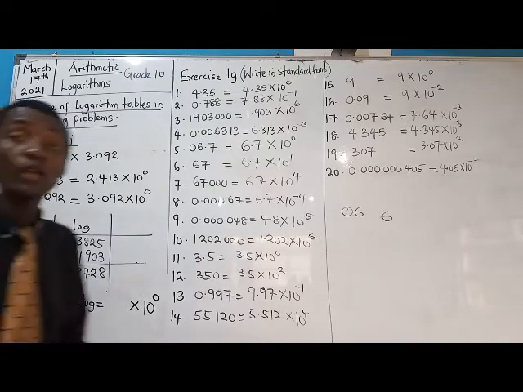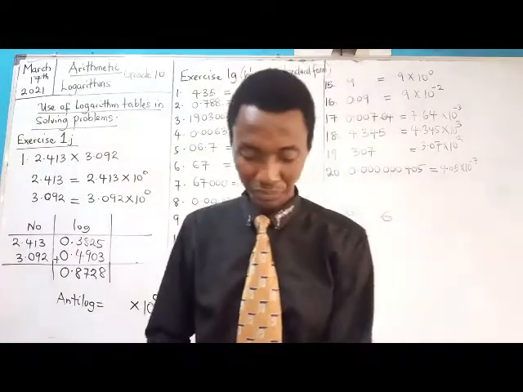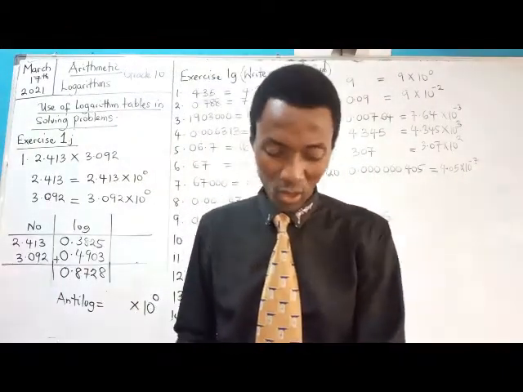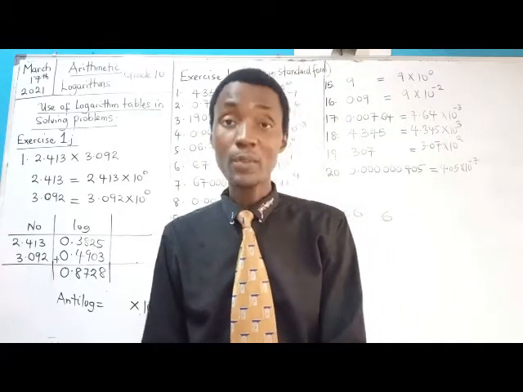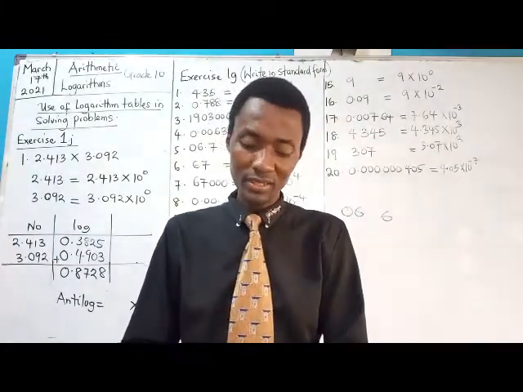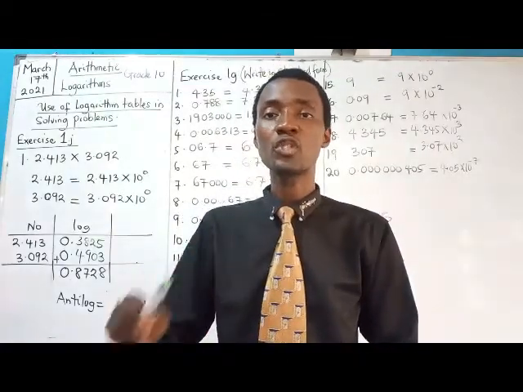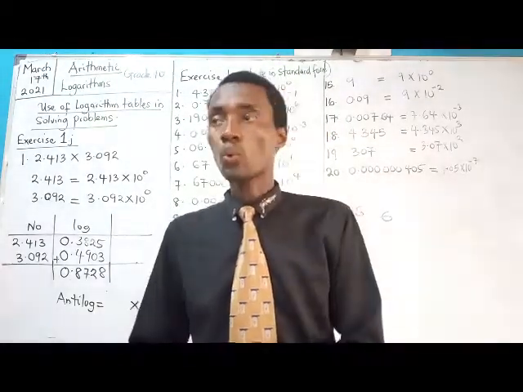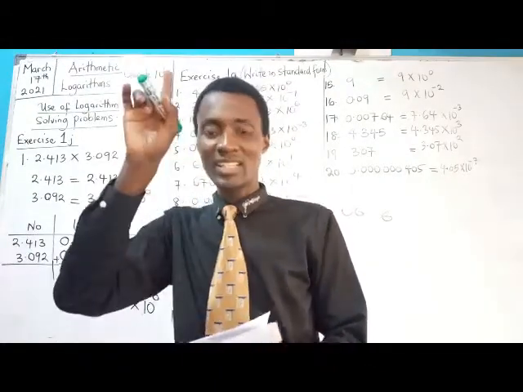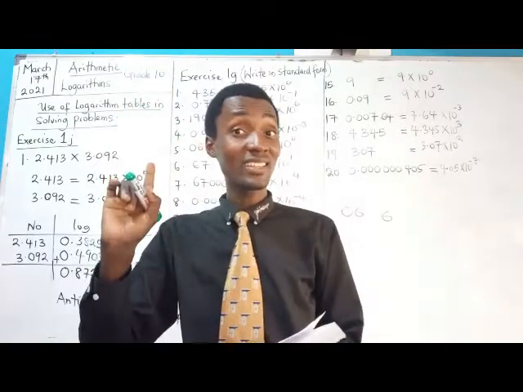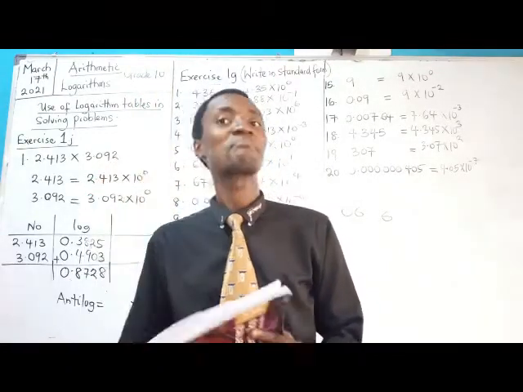0.8728. So you will then go to your antilog table. So let's go to our antilog table now. You go to your antilog table. The antilog table in your New General Mathematics is found on page 252. If you check again, the highest number you have there is what? 0.00. Are you seeing it? Are you seeing that?